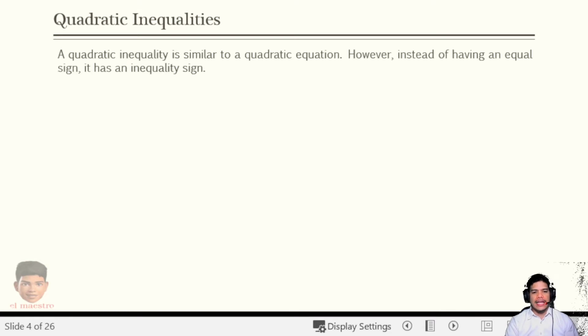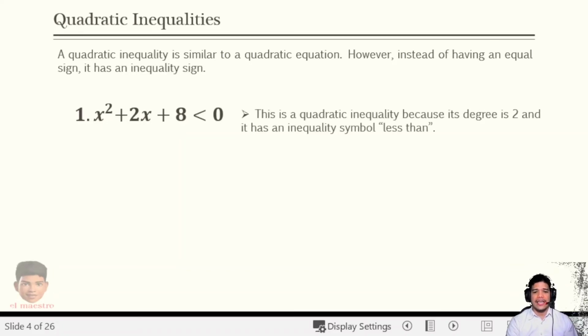So a quadratic inequality is similar to a quadratic equation, right? We said that earlier. However, instead of having an equal sign, it has an inequality sign. Let's say, for example, x squared plus 2x plus 8 is less than 0. Is this a quadratic inequality? Yes. That is a quadratic inequality because it has degree 2, the highest exponent of its variable is 2, and it has a less than sign. So this is a quadratic inequality.